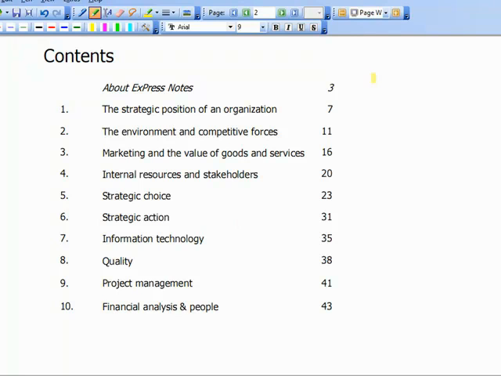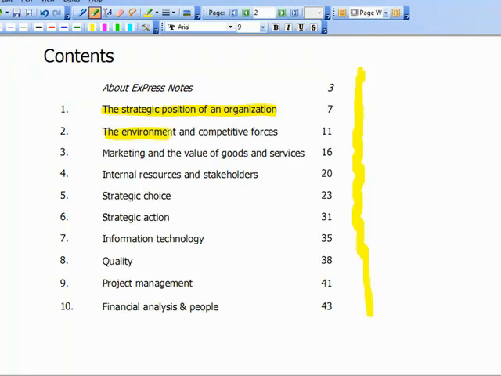I'm on page 2 of the Express Notes now, and this will just give you an overview, a flavour of the areas we're going to cover during this course. The contents page. Let's just run through a few of the things here. Chapter 1, the first chapter, the strategic position of an organisation. This will be introducing us to the concept of strategy, introducing us to a number of key strategic models, things such as the rational model, for example.